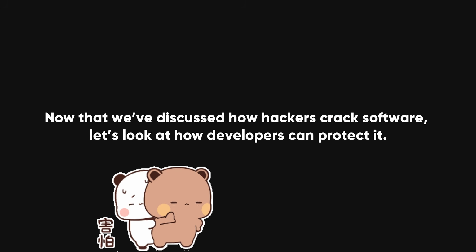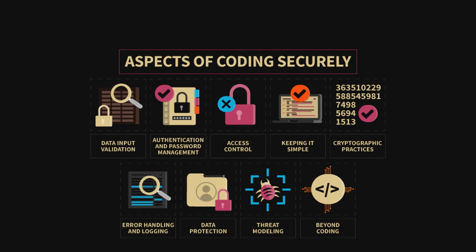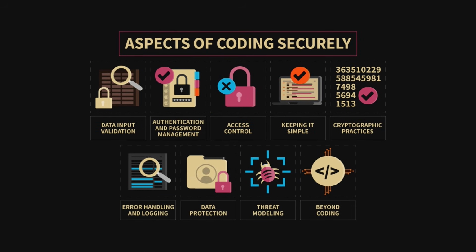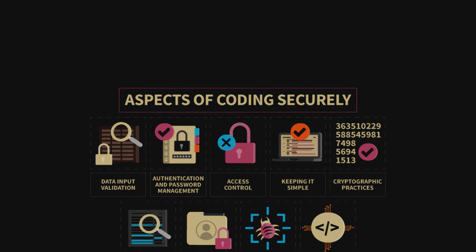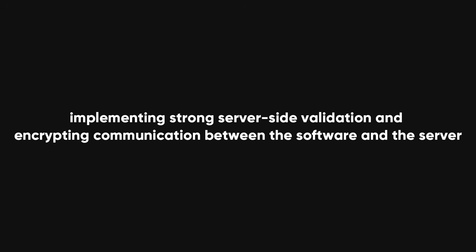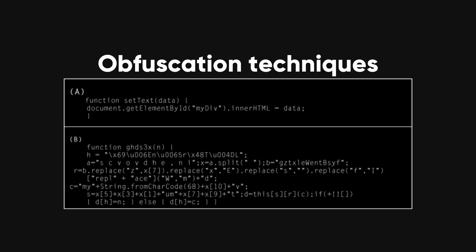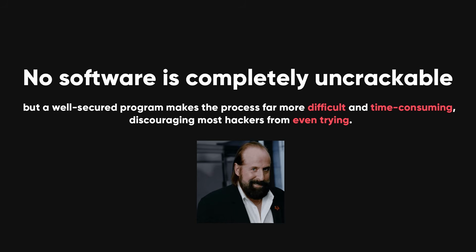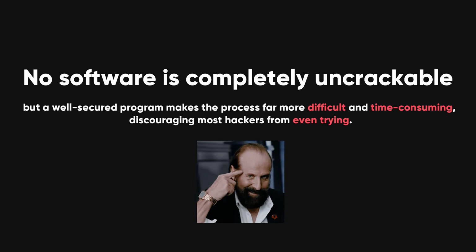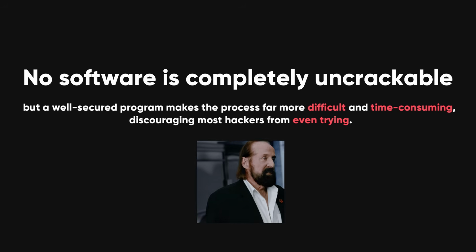Now that we've discussed how hackers crack software, let's look at how developers can protect it. First and foremost, secure coding practices are essential. Many vulnerabilities stem from poorly written or unoptimized code. For online activation, implementing strong server-side validation and authentication, and encrypting communication between the software and the server can add an extra layer of protection. Additionally, using obfuscation techniques to make your code harder to read and reverse engineer can slow down potential attackers. Keep in mind that no software is completely uncrackable, but a well-secured program makes the process far more difficult and time-consuming, discouraging most hackers from even trying.